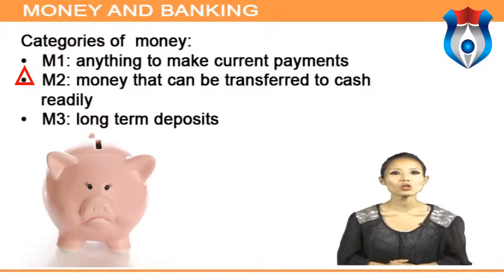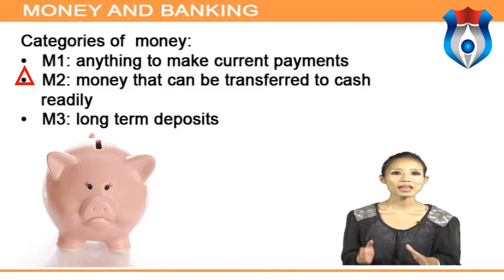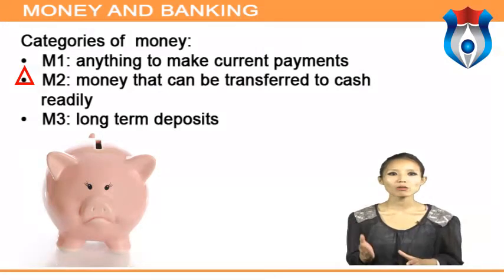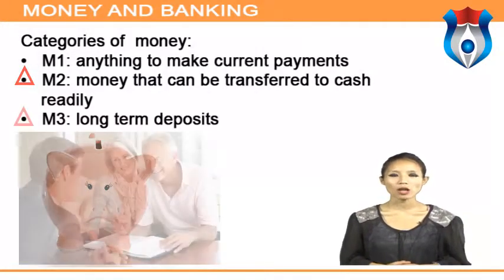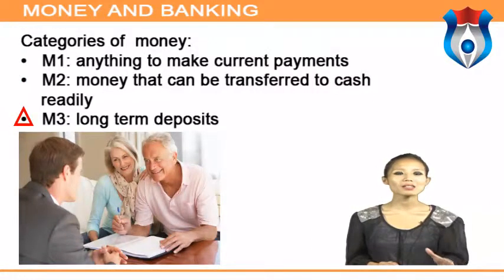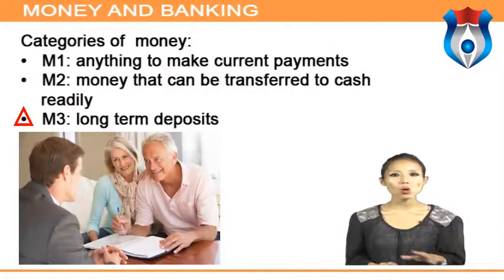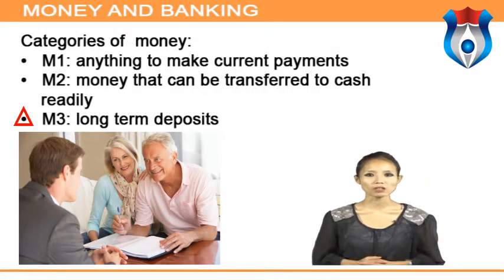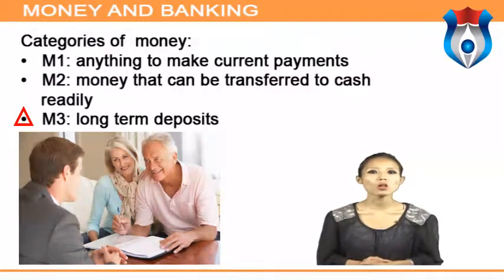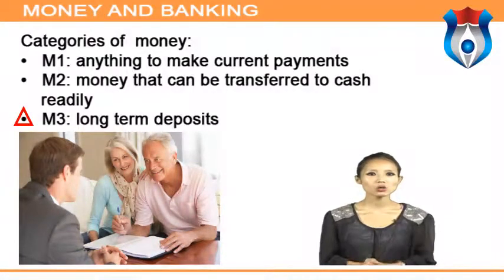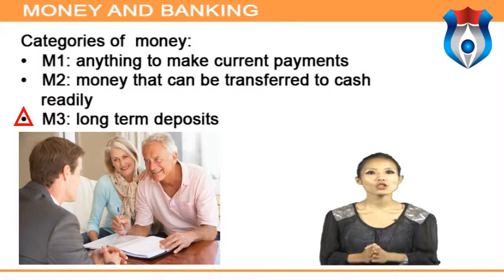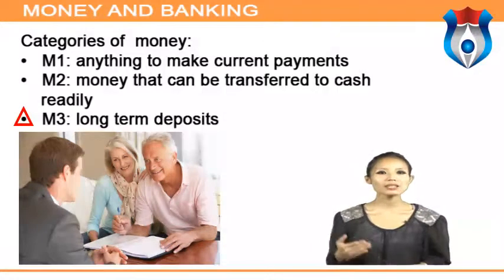M2. With broader criteria, this category adds all the money found in M1 to all time-related deposits, savings deposits and non-institutional money market funds. This category represents money that can be readily transferred into cash. M3. The broadest class of money, M3, combines all money found in the M2 definition and adds to it all large time deposits, institutional money market funds, short-term repurchase agreements along with other large liquid assets.